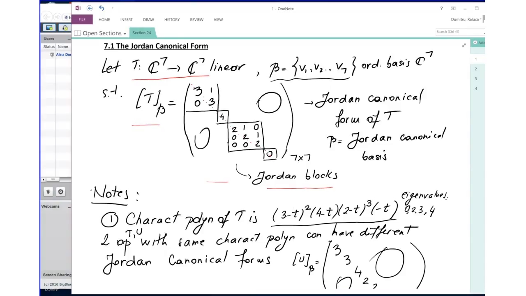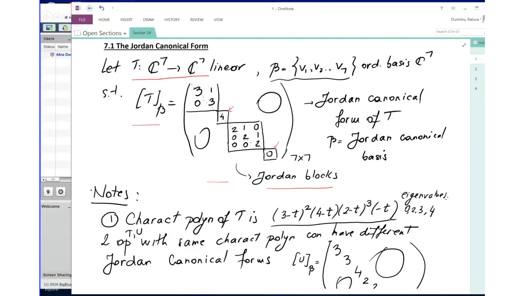A Jordan block would mean a single number, like here. Or if you have more than one number, the matrix should be upper triangular with just ones on top of the main diagonal, and everything on the main diagonal should be the same, should be equal, right? So that you have the same number on the main diagonal. So this is what we're after.